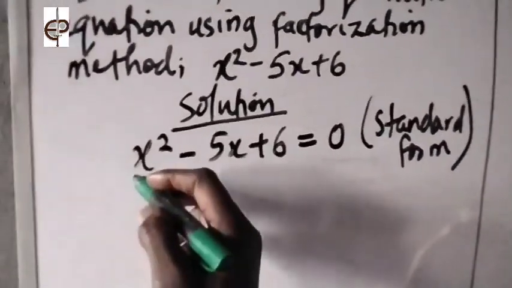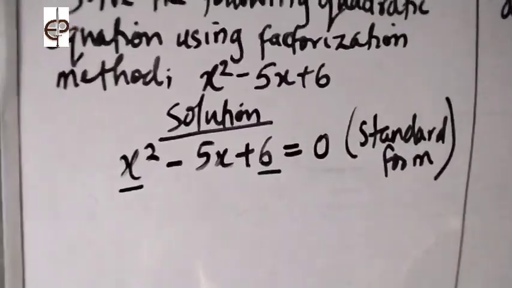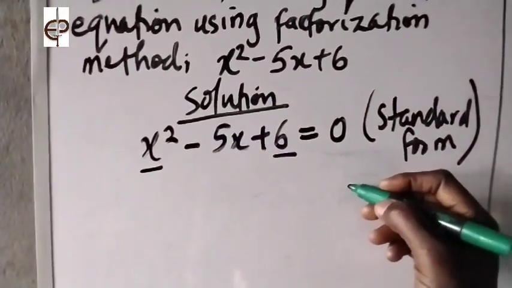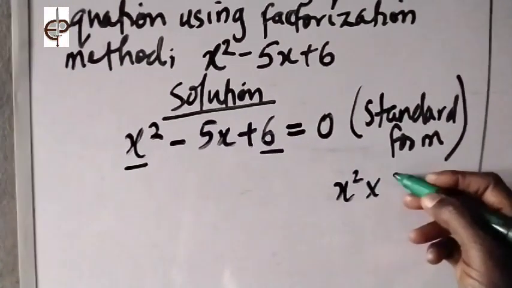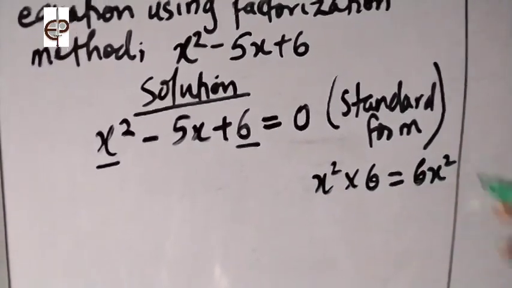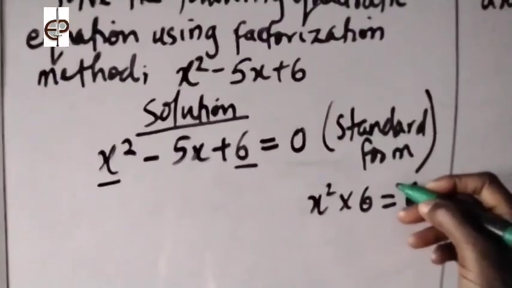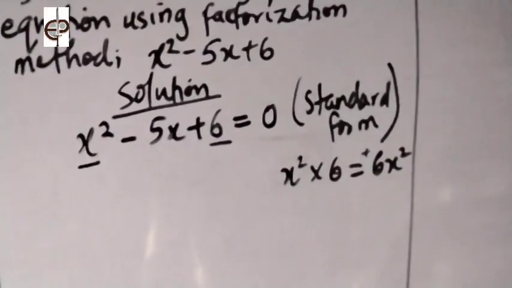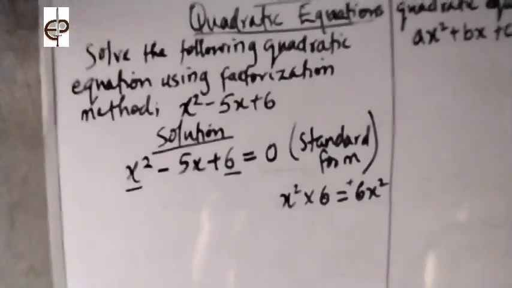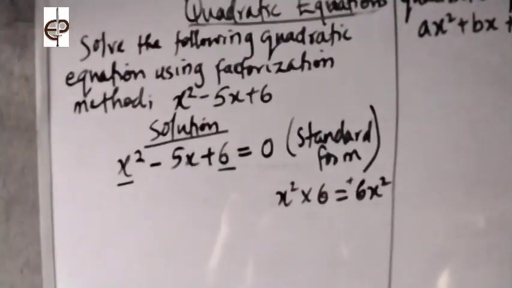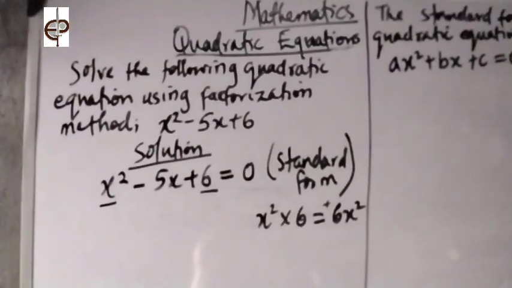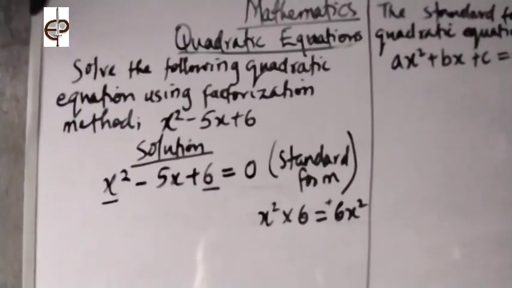What we want is this first term and the third term, we are going to multiply together like we have done in previous classes. We have x squared times 6 is equal to 6x squared, positive. The sign of 6x squared is positive, so we are concerned that it is positive. Then step 2, look for 2 terms that when multiplied together will give us positive 6x squared.